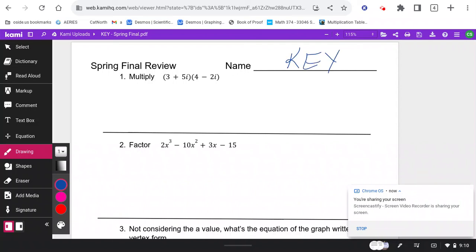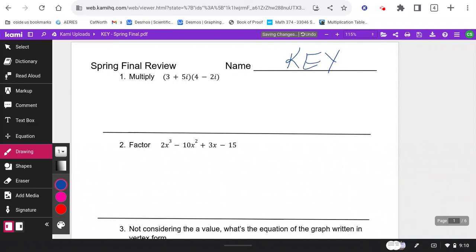All right, let's see how you're doing. I think we did this first one in class, but I'll still show it just in case for those at home. We are calling this multiplying binomials, but it also takes into consideration the letter i, the imaginary number. So let's see if you remember the rules for both of these.